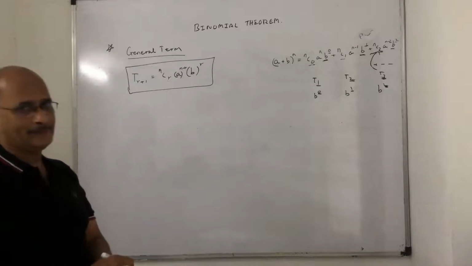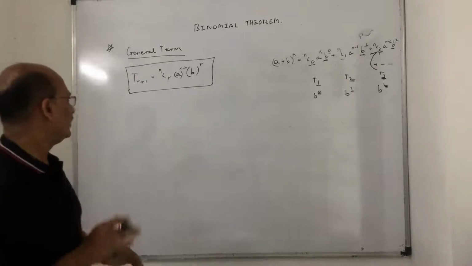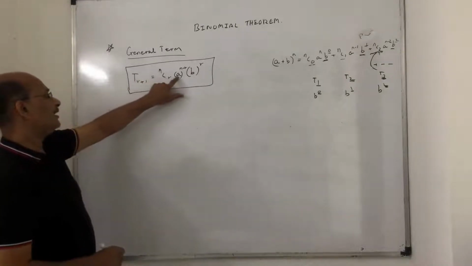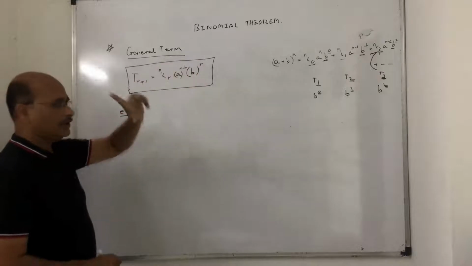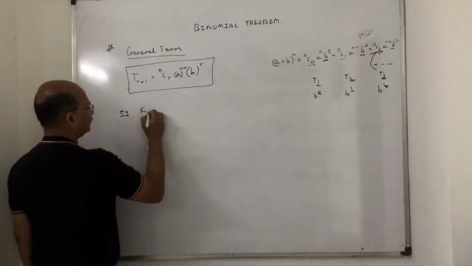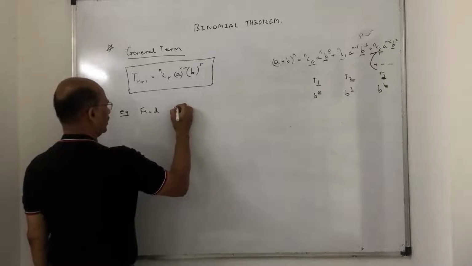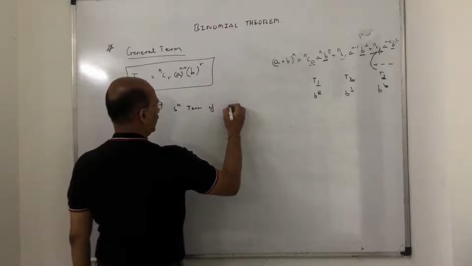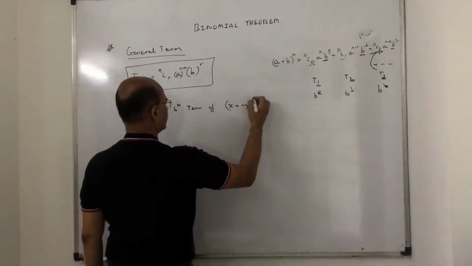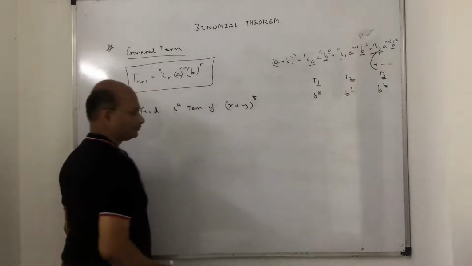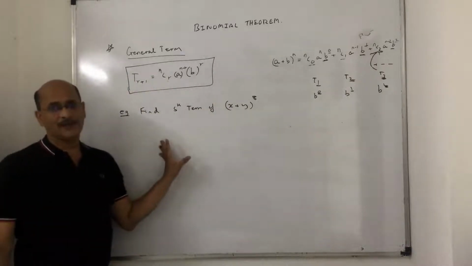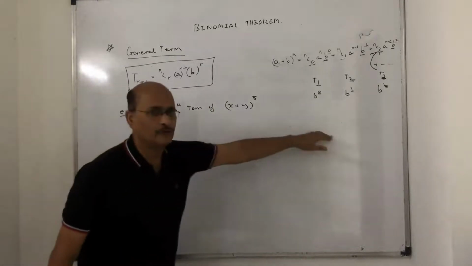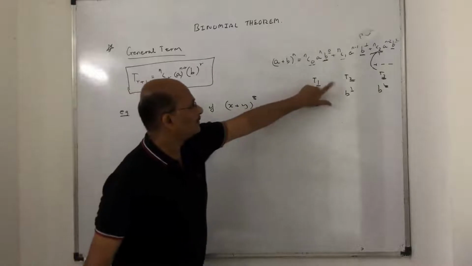Suppose I say, find, first example I am taking, this is a general term, T r plus 1 is nCr a raised to n minus r b raised to r. Listen. If I say find the fifth term of x plus y raised to 8. Now x plus y raised to 8, if you apply the expansion, you get 9 terms. You are not going to write 9 terms and find the first, second, third, fourth, fifth. You are not going to do that. I am going to use this concept.